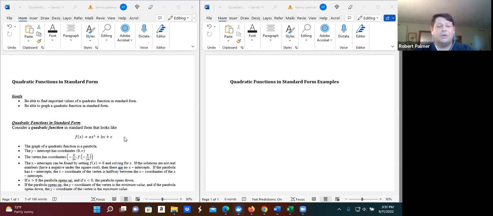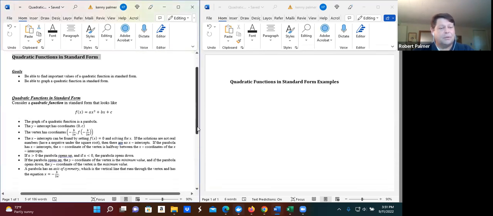And if you're familiar with the quadratic formula for solving quadratic equations, these are the same a, b, and c as you see in that formula. So let's look at a few of the details. The graph of a quadratic function is a parabola, and that's true of any quadratic function, no matter what form it's in. From this form, it's very easy to find the y-intercept. Just plug in 0 for x, and these terms go away, and all you have left is c. So the y-intercept has coordinates (0, c).